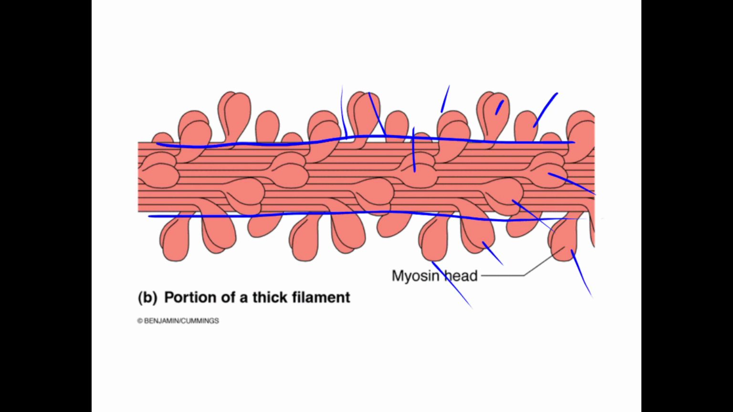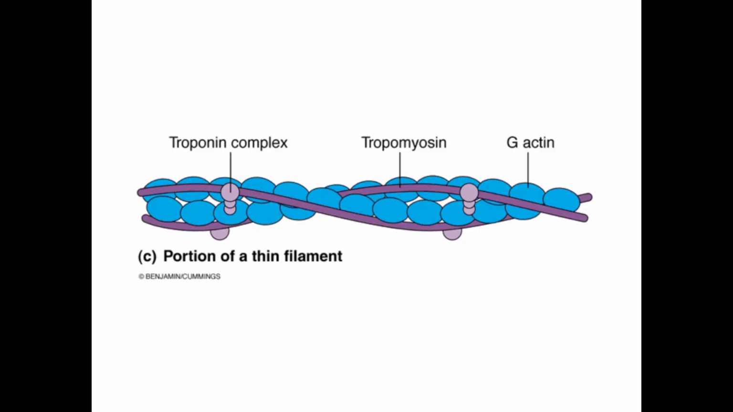These are the myosin heads, which are facing outward. Understood? This is a portion of a thick filament, or A band. The A band or thick filament is made up of myosin molecules. Like this, there are so many myosin molecules. Each myosin filament contains about 200 myosin molecules. Next is the thin filament.